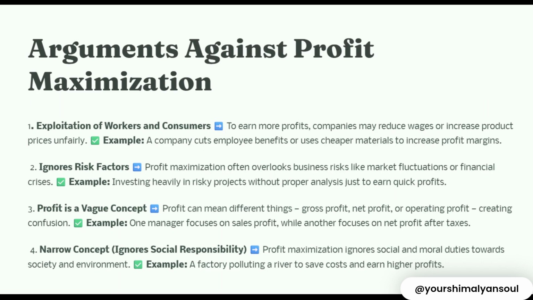Arguments against profit maximization. 1. Exploitation of workers and consumers. To earn more profits, companies may reduce wages or increase product prices unfairly. Example: a company cuts employee benefits or uses cheaper materials to increase profit margins.